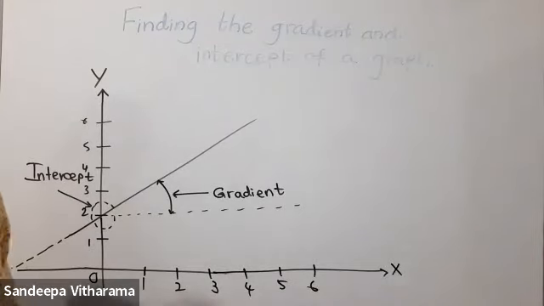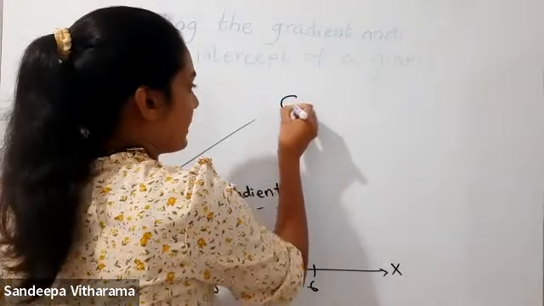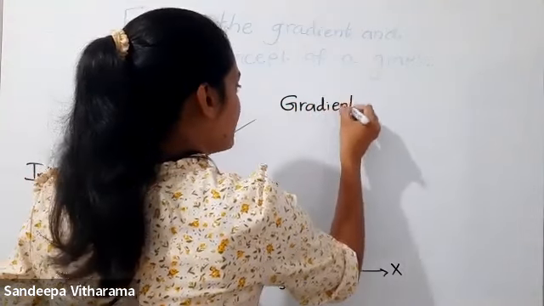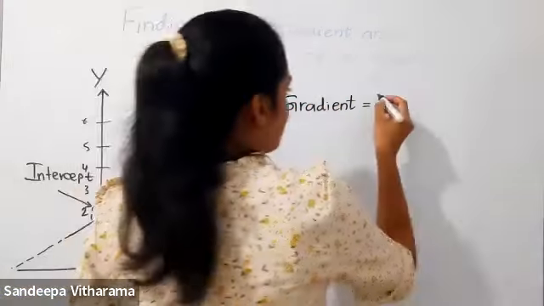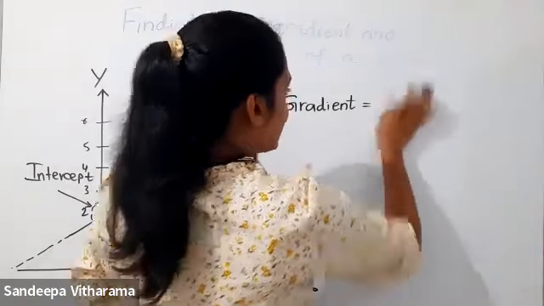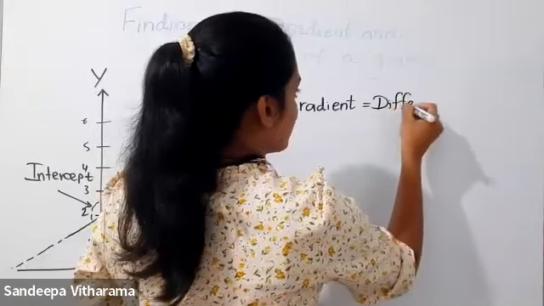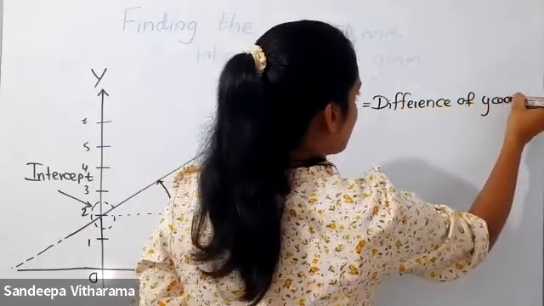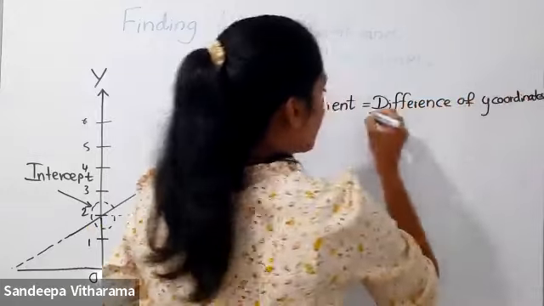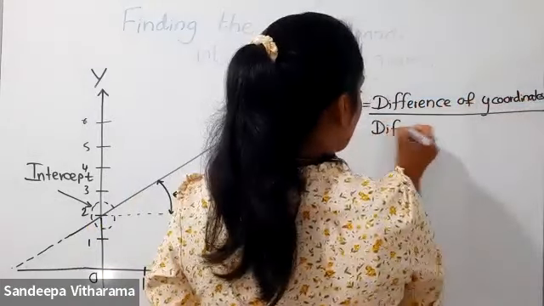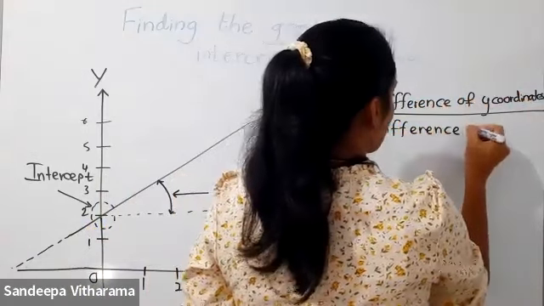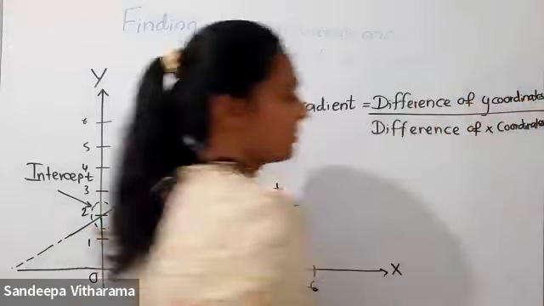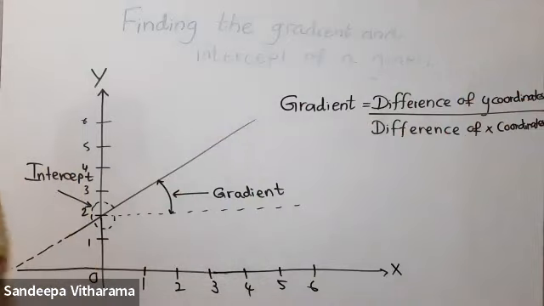Then put the gradient. Gradient means, now as I mentioned to you, that it is a particular measurement. Okay, we have to just find it. Gradient is obtained by dividing the difference of y coordinates by the difference of x coordinates. Okay, difference of y coordinates and difference of x coordinates.